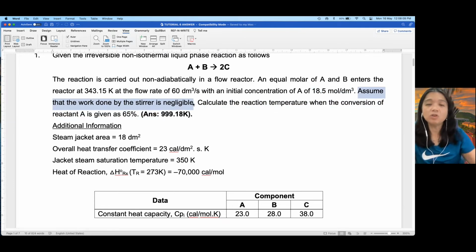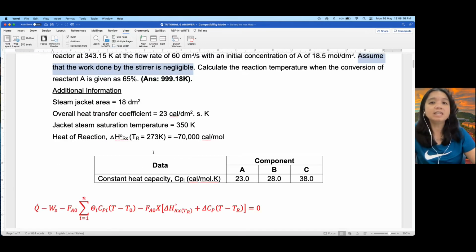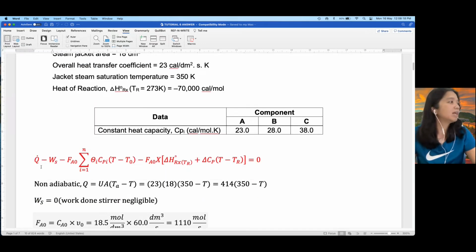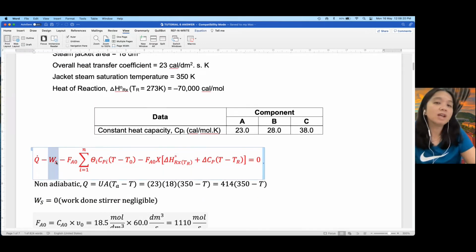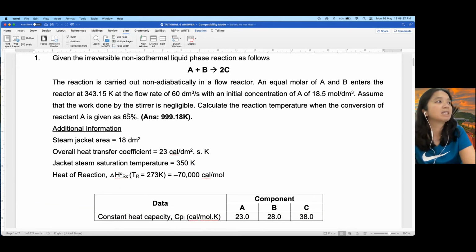Okay, so this is something new, but you know that this exists in your energy balance equation. In your energy balance equation, we have this term, we call it WS. So WS is shaft work, work done by the stirrer. So in this question, WS we assume as 0, as they say it is negligible.